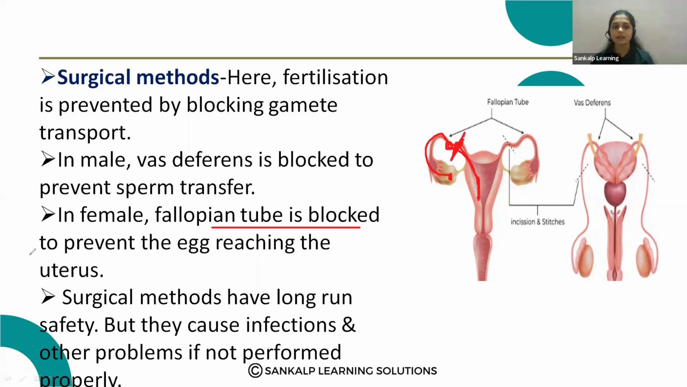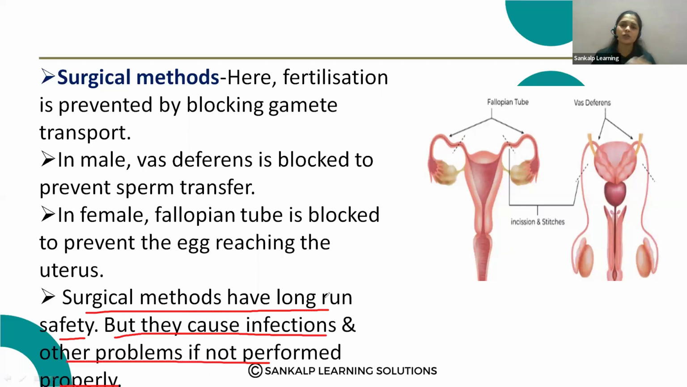Okay, here the surgical methods have long-run safety. Compared to other methods, these surgical methods are safe, but they can cause infection and other problems if not performed properly. So they also have side effects, but that is if the surgical method is not performed properly. But it is the most suggested method. So that is the surgical method.